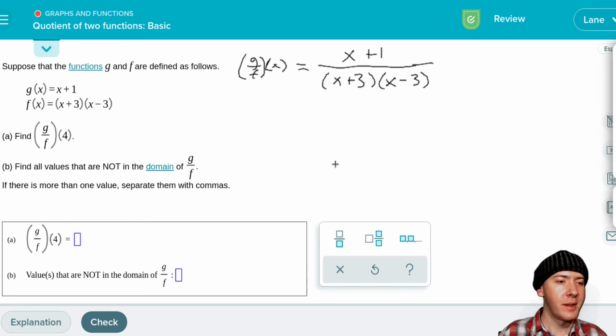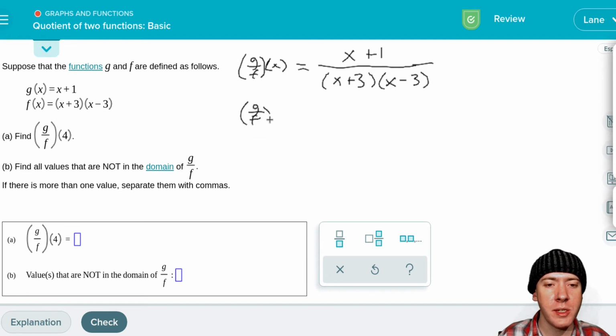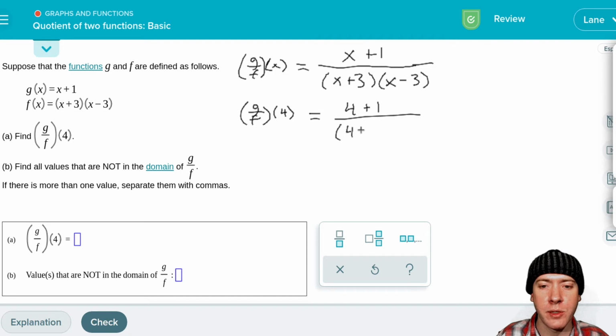All right. To find g over f of 4, we need to plug in a 4 for x. So all we need to do is write the number 4 wherever we see an x on the right-hand side here. So we're going to have 4 plus 1 on the top. On the bottom, we'll have 4 plus 3 times 4 minus 3.